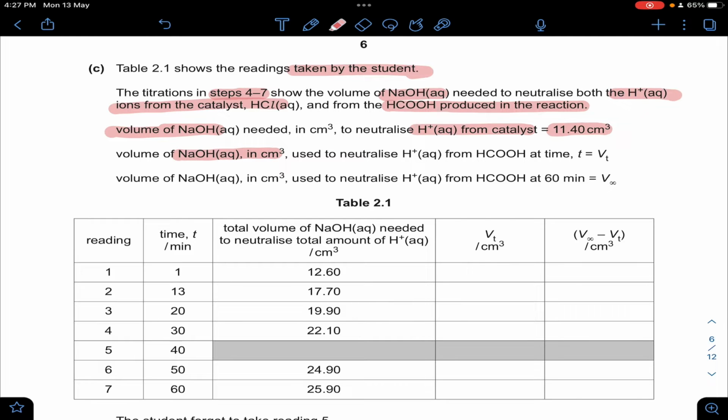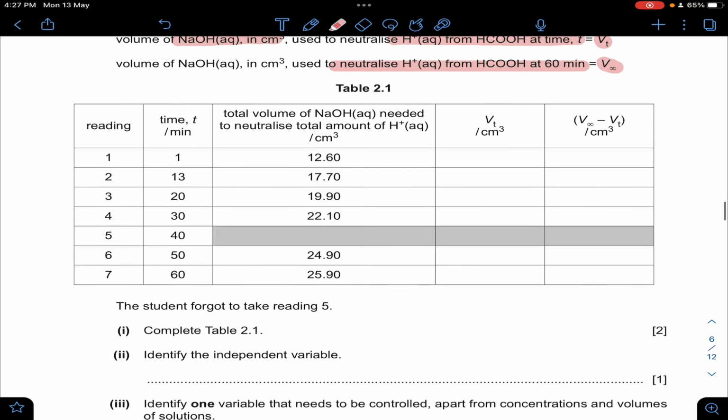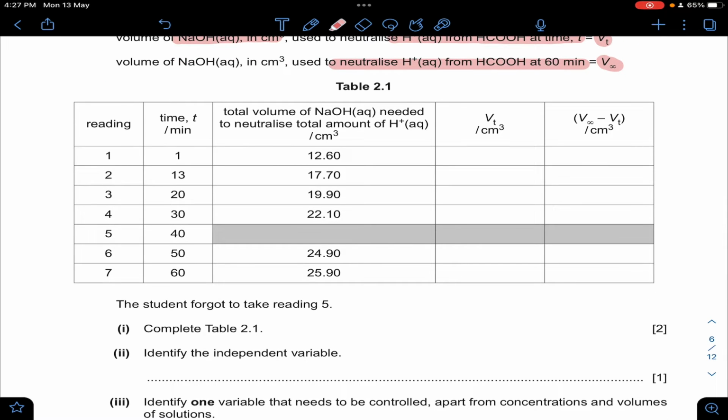Volume of NaOH in cm cube used to neutralize H plus ion from methanoic acid at time t is Vt, and the volume of NaOH in cm cube needed to neutralize H plus ion from methanoic acid at 60 minutes is V infinity. The student forgot to take reading 5. Reading 5 is missing. You can see here, reading 5 is missing.